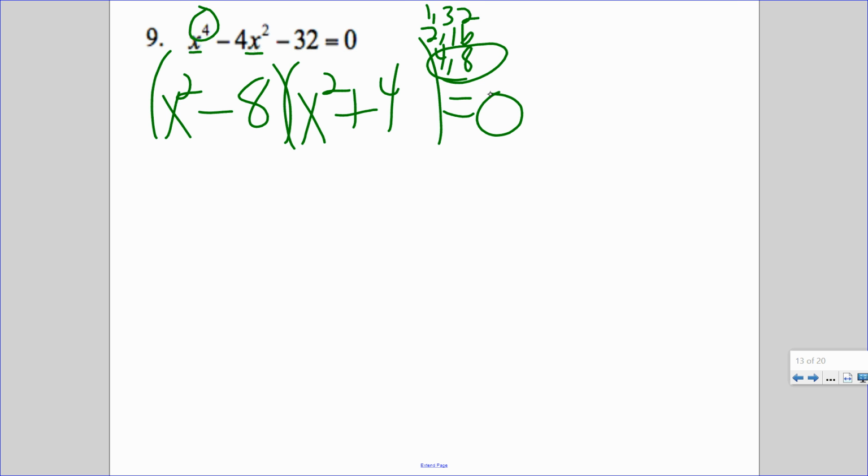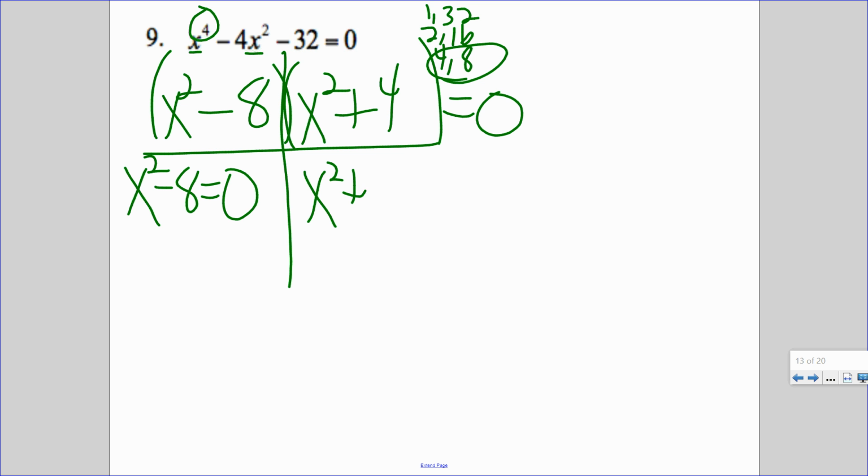Can I factor further? No. The first one is almost DOTS, but it's not. The second one is almost DOTS, but it's not. 8's not a perfect square, and the x squared plus 4 is a plus, not a minus, so I can't factor further. So I set each factor equal to 0, and since both of these are just x squared and an integer, we can do the isolate square root method for each of them. So I want you to try that on your own right now. If you can, pause and try to solve each of these on your own using the isolate square root method.